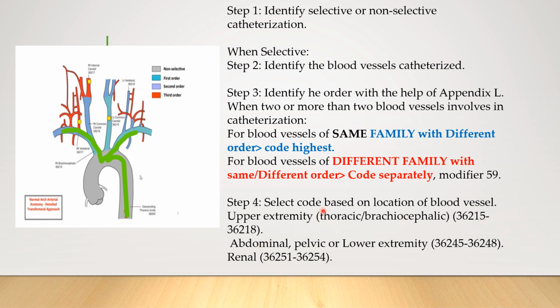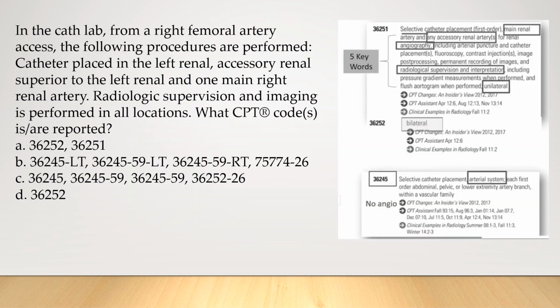For the upper extremities or the vessels above the diaphragm, we code 36215 to 218, and below the diaphragm, that is abdominal, pelvic and lower extremities vessel, we code 36245 to 248. And for the renal, we have a separate code, that is 36251 and 36254. Very important. So let us take one example.